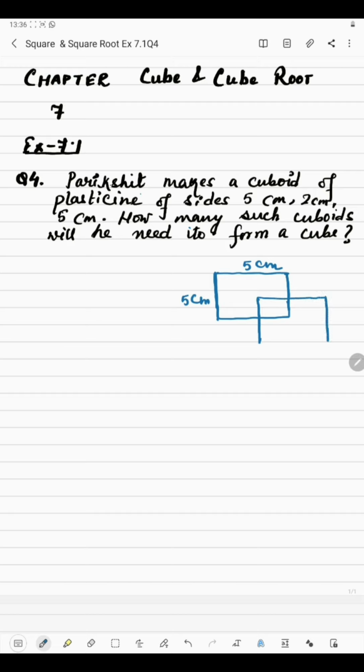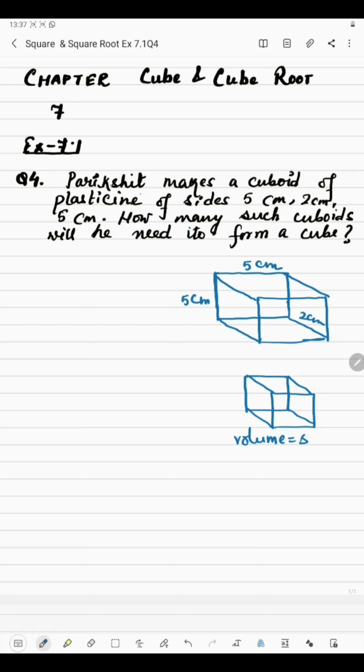So this is 2 cm. Now the question is, how many such cuboids will he need to form a cube? Now a cube looks like this, in which all the dimensions are equal, and the volume of a cube is side into side into side.